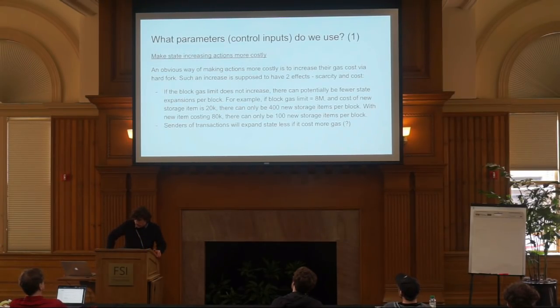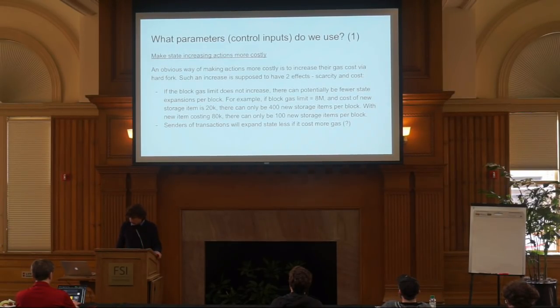And so one of the obvious things to increase the cost of the actions is to increase the gas cost of, let's say, a store, from 20,000 to 40,000. It has 2 effects. First is scarcity, and another one is cost. By scarcity, I mean if we don't change the block gas limit, but simply increase the store's cost, then there could be theoretically fewer stores that you can do in a block, which will already reduce the theoretical maximum expansion from this operation.